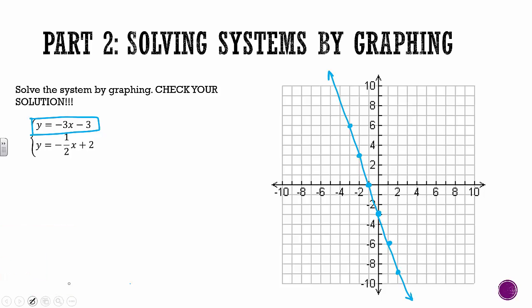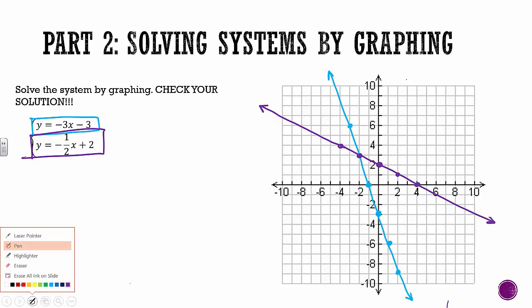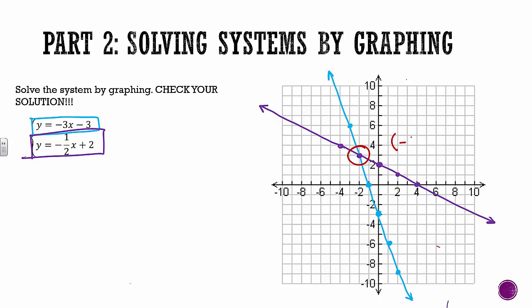And now let's work on the other one. So we're graphing two different equations on the same graph. This one I'm going to start at 2, and down 1 over 2, down 1 over 2. Then go up 1, backwards 2. And something special just happened. I had these two lines cross, and they crossed at a point. That point's right here. The point is negative 2, positive 3.